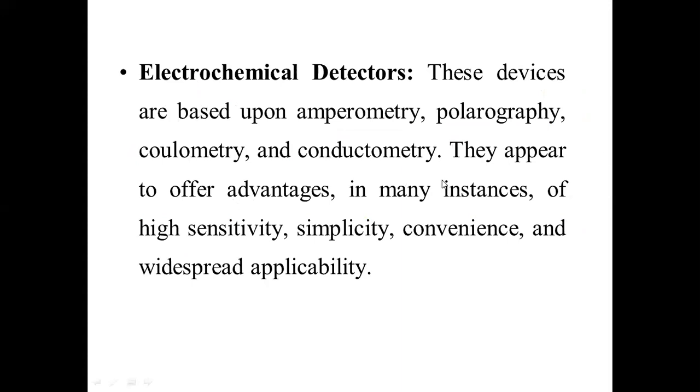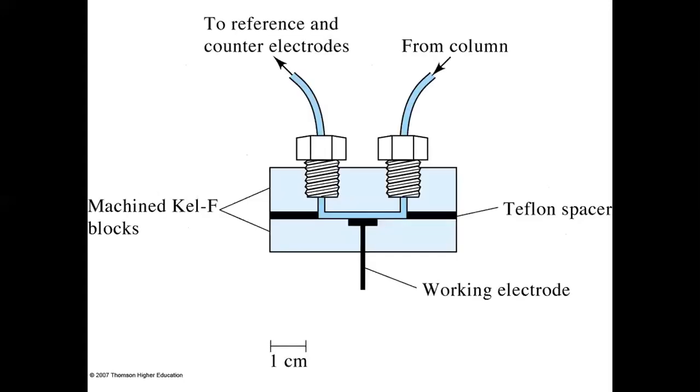They offer advantages because most organic compounds and even inorganic compounds are going to be electroactive. The electroactivity of compounds can be monitored by means of the electrodes present in the detector. So you can see here, two electrodes can be used, the working electrode and the counter electrode.